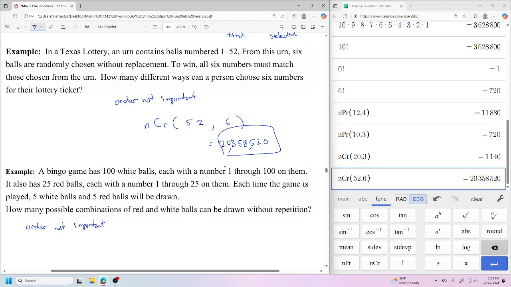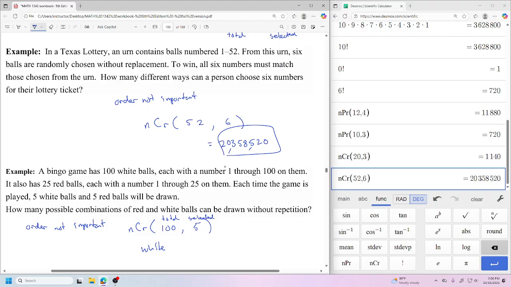Exactly. So I know that I'm using NCR in this case, right? So what would be my total? Let's just look at the white balls for a little bit. So for the white balls, what's my total white balls? Well, I'm going to select 5 of them for sure. From what? From 100, yep. So this is my total, and this is my selected. Awesome. So I'm picking 5 white balls.